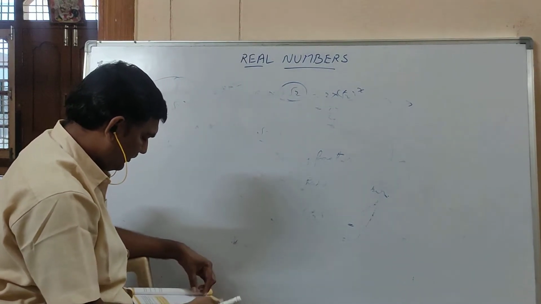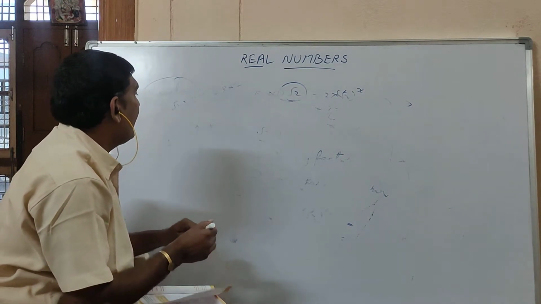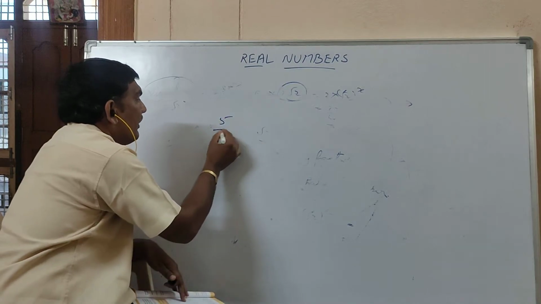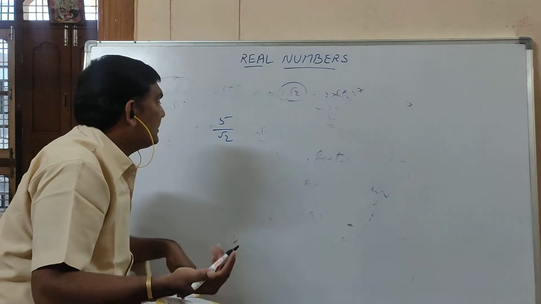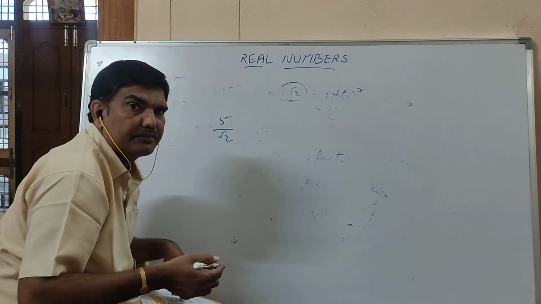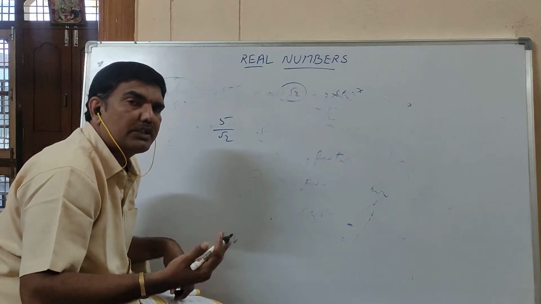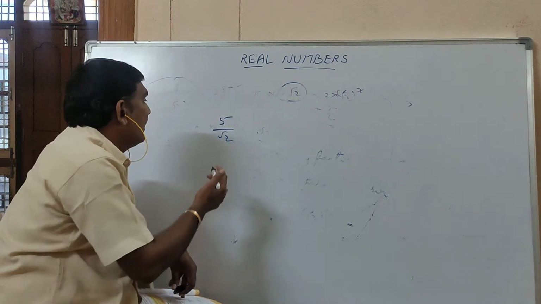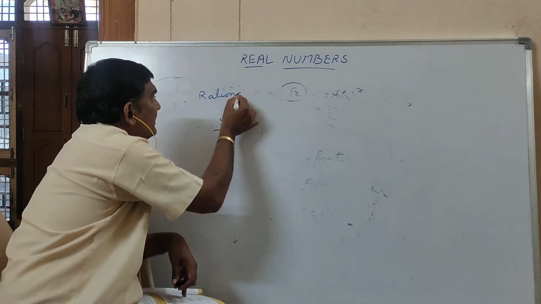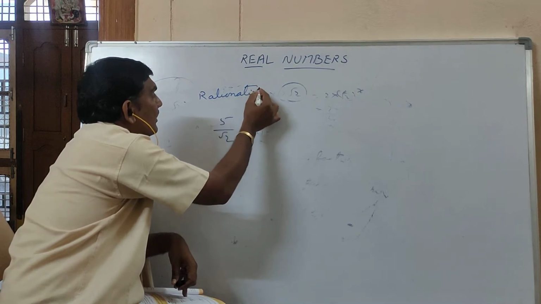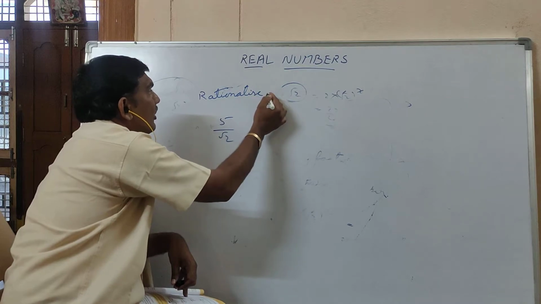Now, some questions will come like this. 5 by root 2 is there here. 5 by root 2. So in examinations they will ask to simplify, or rationalize the denominator. So questions will be different. Rationalize the denominator.